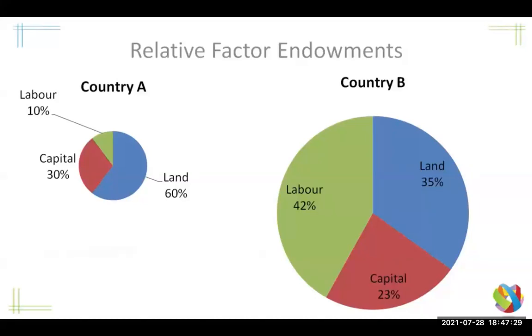And this makes total sense. If you have a lot of something, it will be cheaper, and therefore you're probably more likely to be able to use it as an advantage. And this is very appealing to economists. And for a long time, the Heckscher-Ohlin theory was accepted as a way of explaining patterns of global trade.